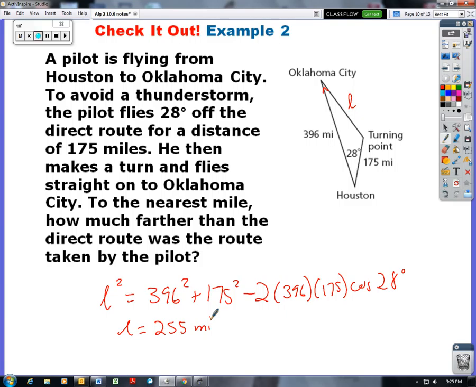Okay, so that's this leg. And I'm sure you can see that you're going to need to add those up and then subtract that 396 from that sum to see the difference. So 255 plus 175, get a sum, and then subtract 396 to see what the difference is between those two. And I have 34 miles here in my notebook.